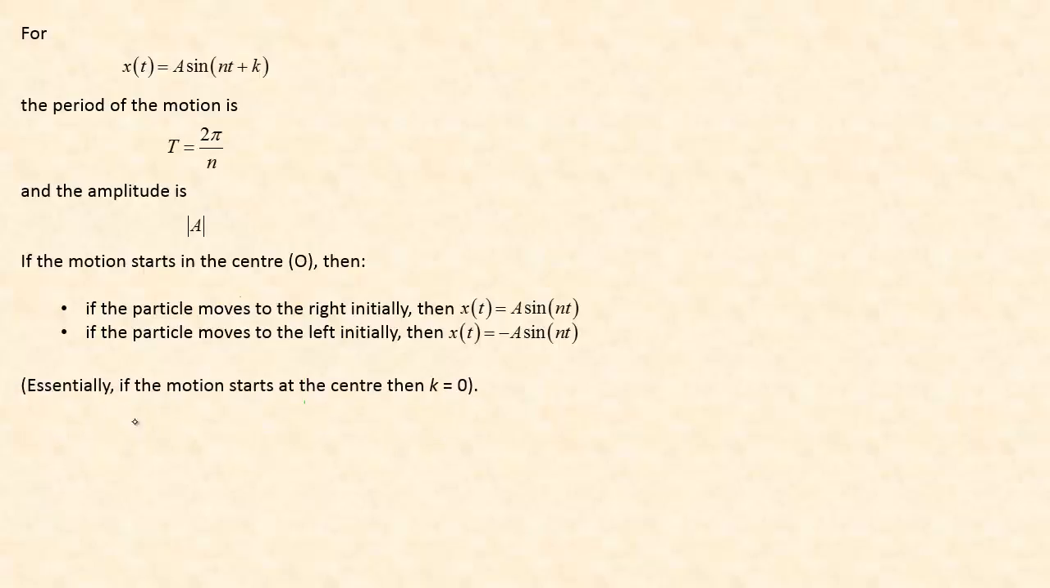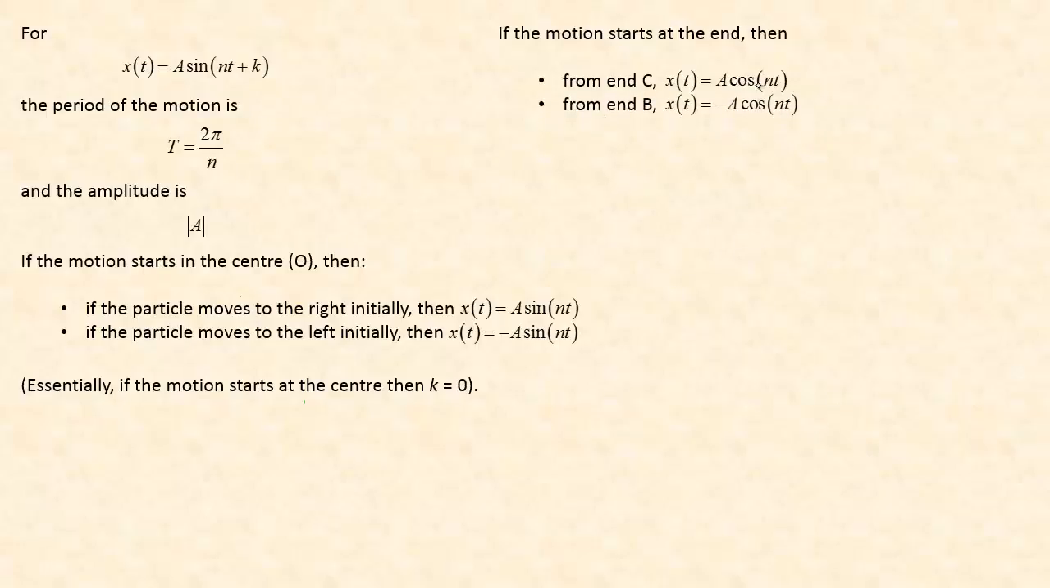Essentially what we're saying here is if the motion starts at the center, then k is 0. That's not really too hard to think about. If t is 0, then we need k to be 0 so that sine is 0. If the motion starts at the end, then very often we use cos because it would be nt plus pi by 2, and we know that transformation would give us a cos.